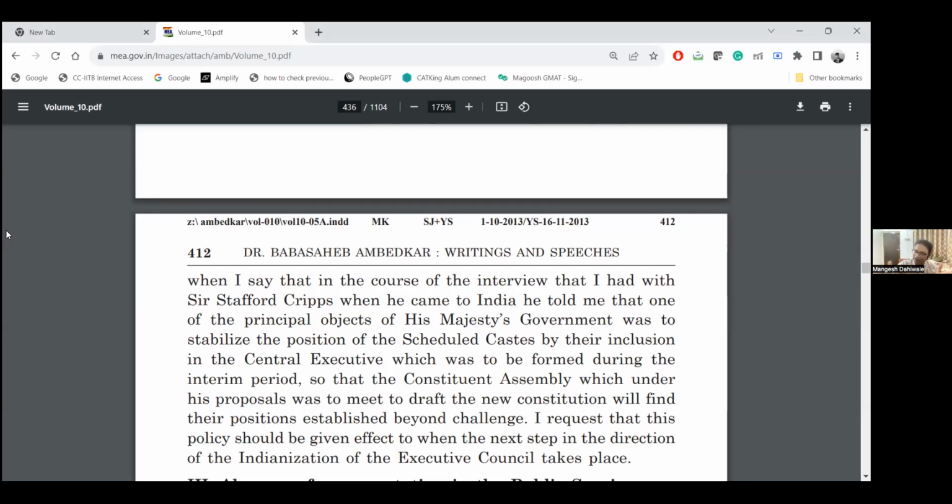And the Cabinet Mission Plan led to the final constitution of the Constituent Assembly in 1946. So maybe we have Dhara. She might be able to share more. Dhara, you want to say something on this?